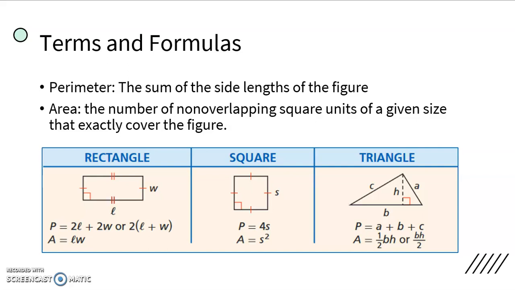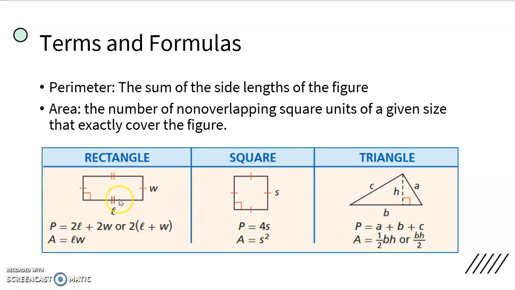Now, area is the number of non-overlapping square units of a given size that exactly cover the figure. So it's like the total amount of stuff inside the figure. If I wanted to wrap this rectangle in wrapping paper, and I just wanted it to cover the very top, it would be the amount of wrapping paper I need to cover that top. Now let's look at some specific formulas to find perimeter and area.